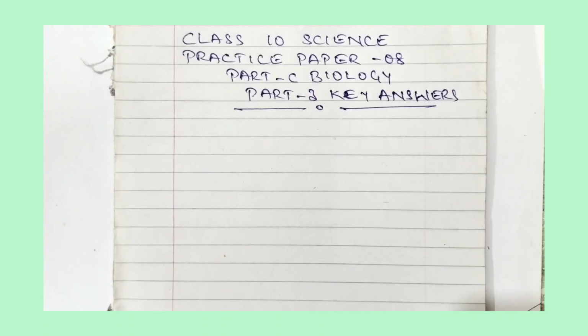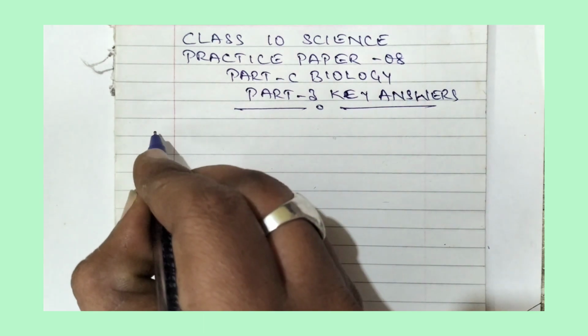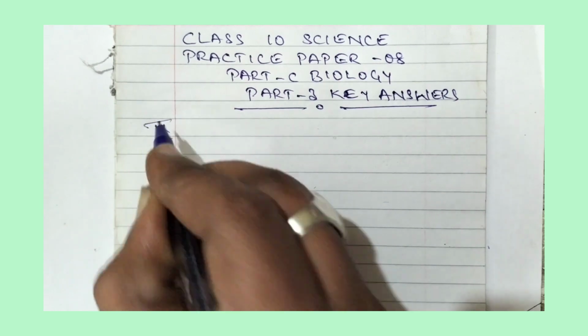So in this video we are going to continue class 10 science practice paper number 8. This is part C biology and part 3 key answers. In the last video we answered all the questions related to part B chemistry of class 10 science practice paper number 8. Now let us see the first question of biology, that is ninth main.